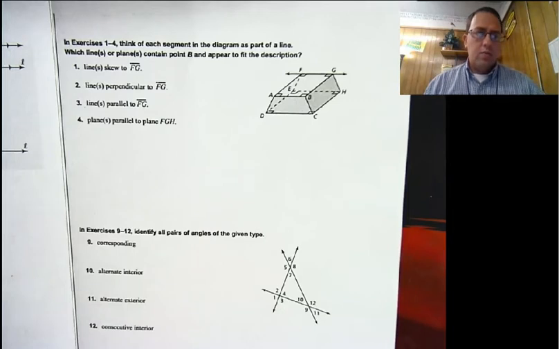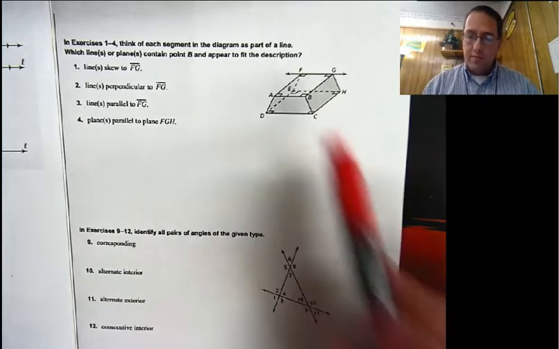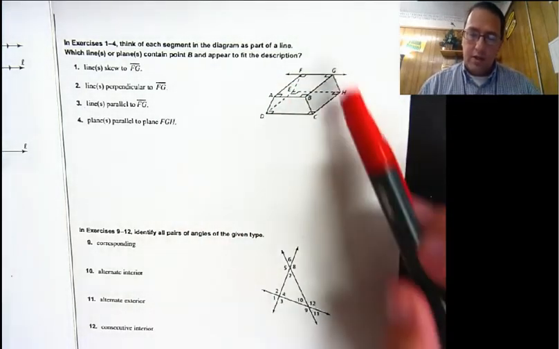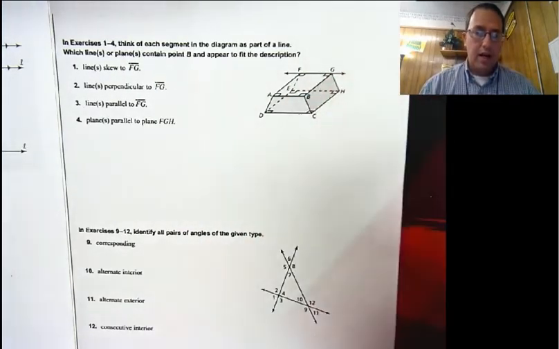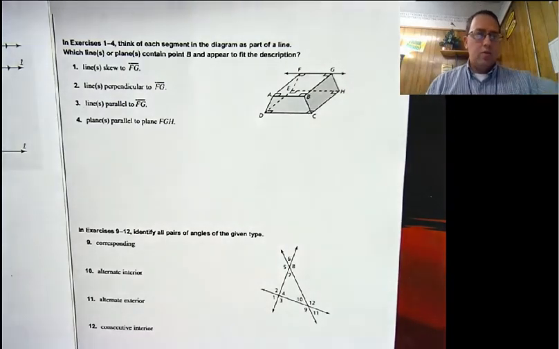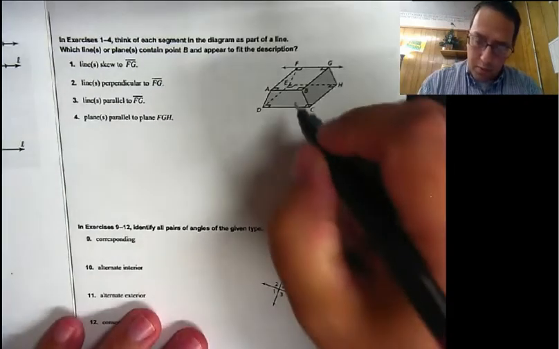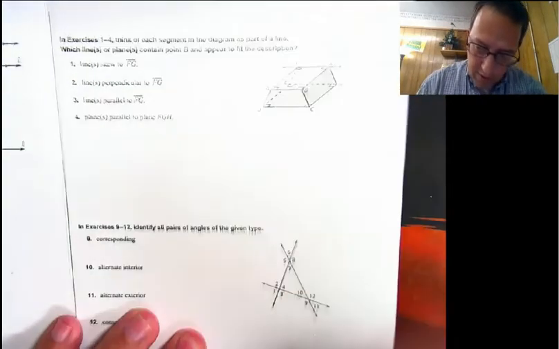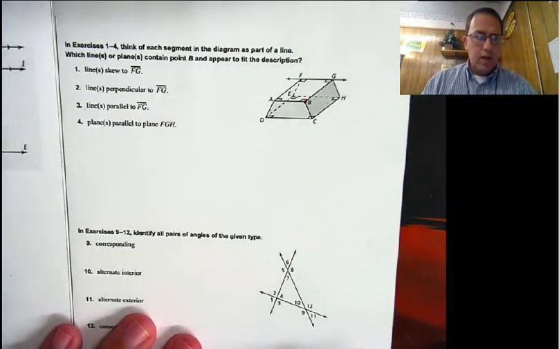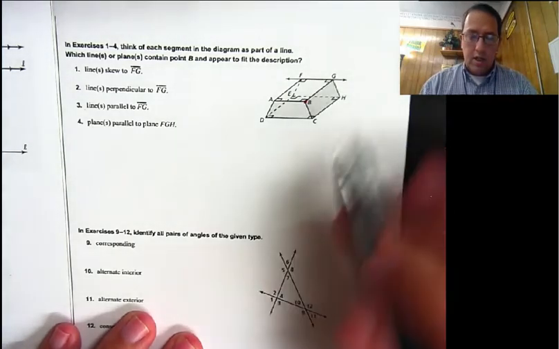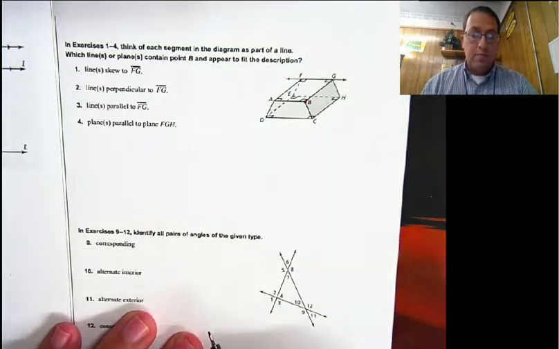So let's do a couple examples using all of this. In exercises 1 through 4, we want to think of each segment in the diagram as though it's part of a line. So instead of being segment FG, it's line FG. Instead of segment GB, think of it as line GB. Which lines or planes contain point B and appear to fit the description? So we are specifically looking only at point B. I'm going to mark it so I can find it easily. There it is, point B. So we need a line skew to line FG that is going through point B.